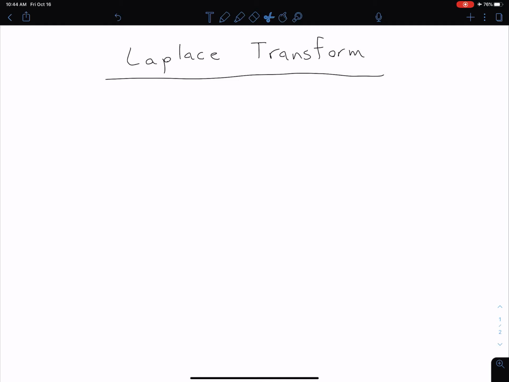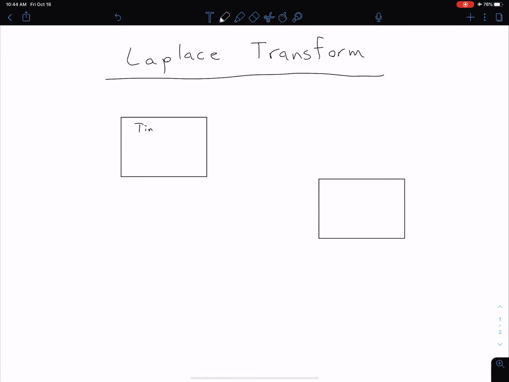So what is the basic idea of our Laplace transform? Essentially, we're starting with our time domain circuit, and we're going to be moving over to our frequency domain circuit. So let's say we have some time domain circuit that we start with, and we want to move over here to our frequency domain circuit.